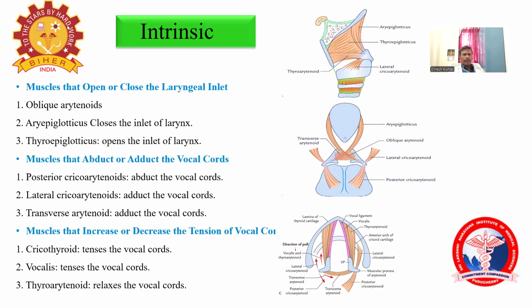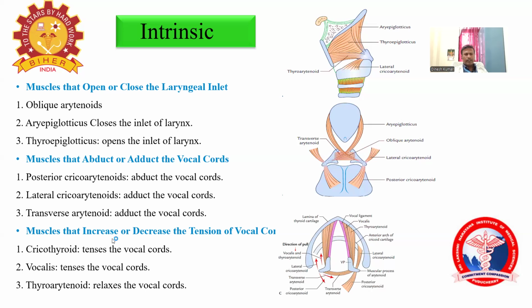The next is the intrinsic muscles. You can see here, these are the intrinsic muscles, the muscles that open or close the laryngeal inlet. Okay, laryngeal inlet: the oblique arytenoid and the aryepiglotticus close the inlet of the larynx, and the thyroepiglotticus opens the inlet of the larynx. The muscles that abduct or adduct the vocal ligament: the posterior cricoarytenoid abducts the vocal cords, lateral cricoarytenoid adducts the vocal cords, transverse arytenoid adducts the vocal cords.